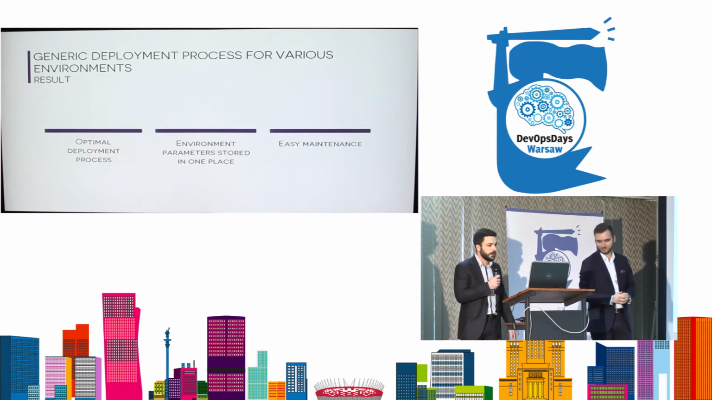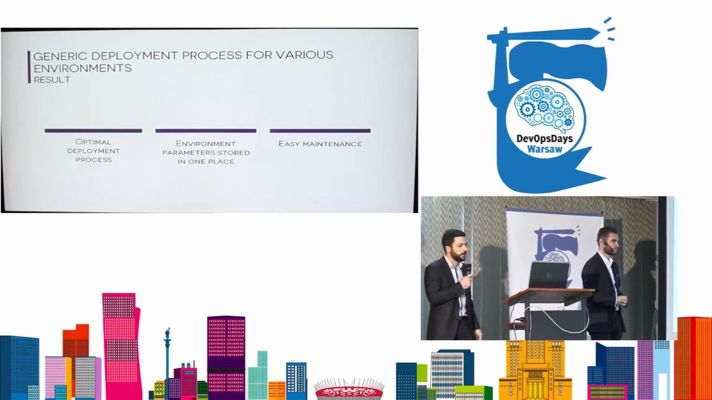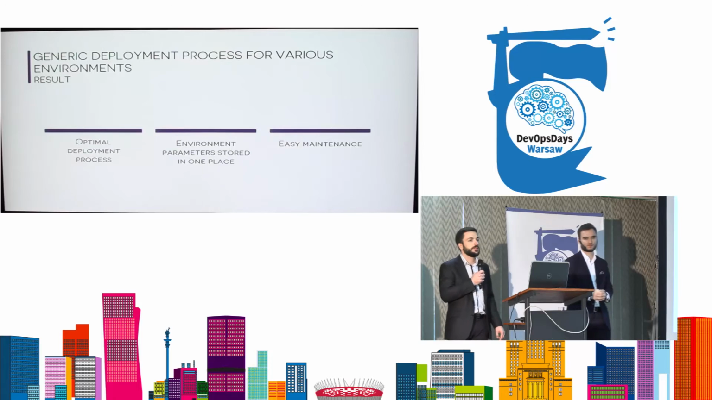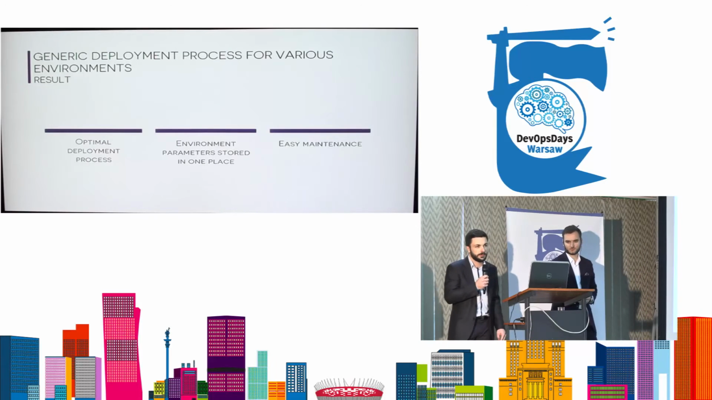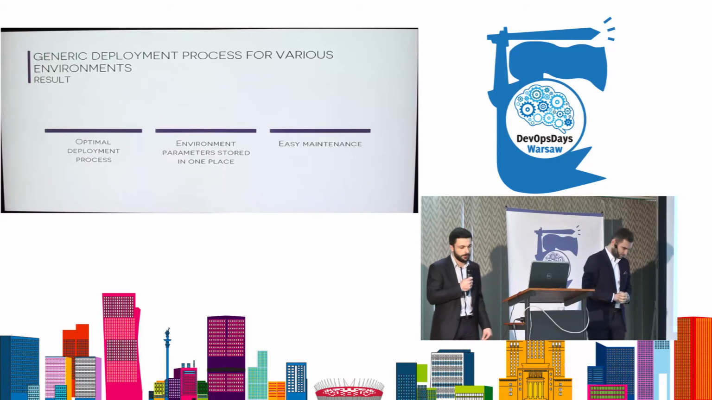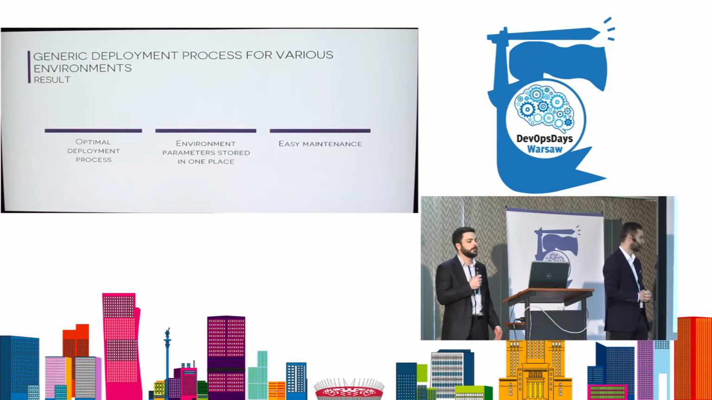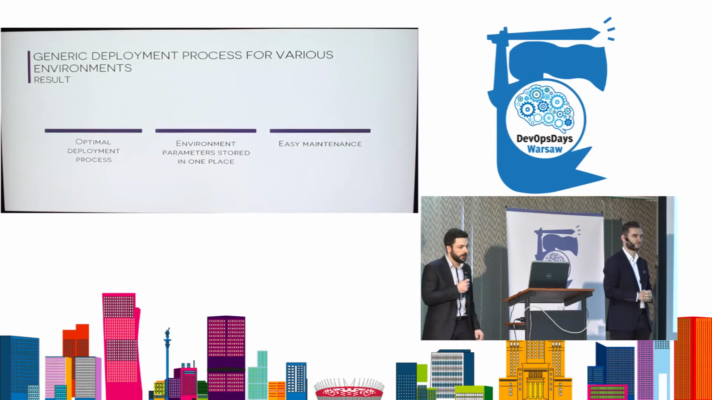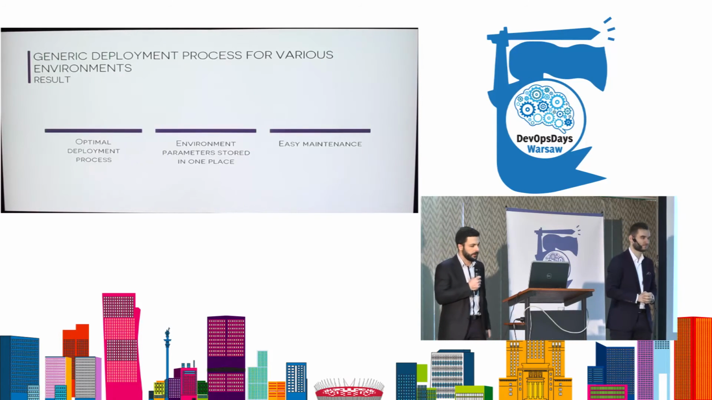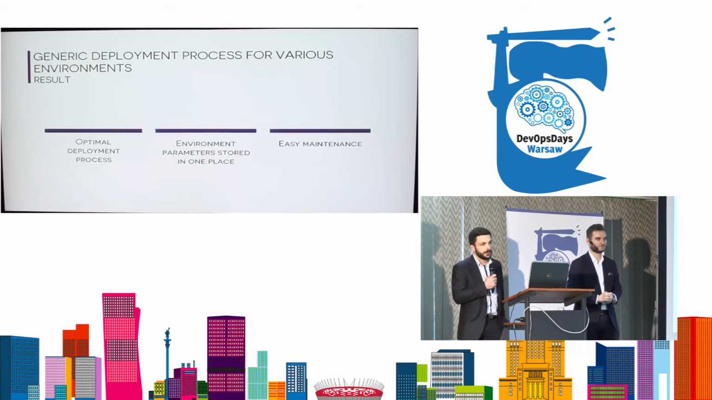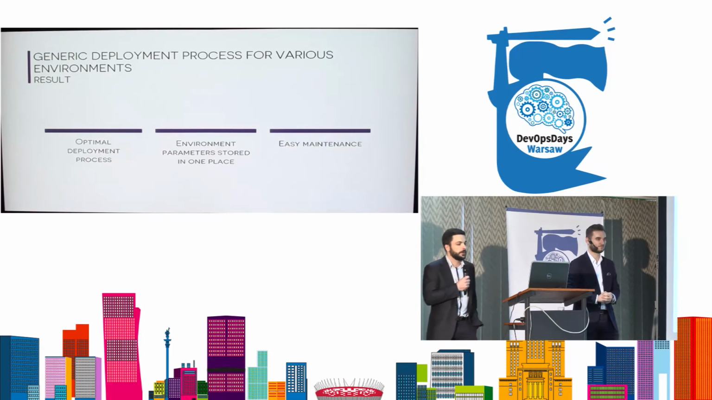Okay, so, the results. What are the results? We use our generic process frequently, which allows us to detect bugs and possible improvements. We make all changes in one place, in one process, instead of many. And this allows us to quickly introduce changes. This makes our process optimal.